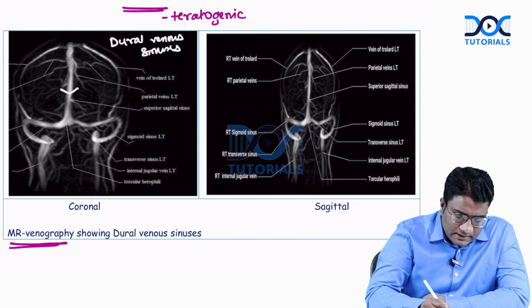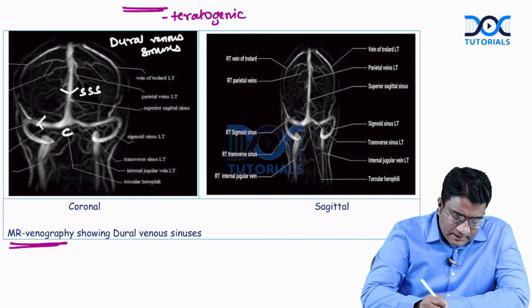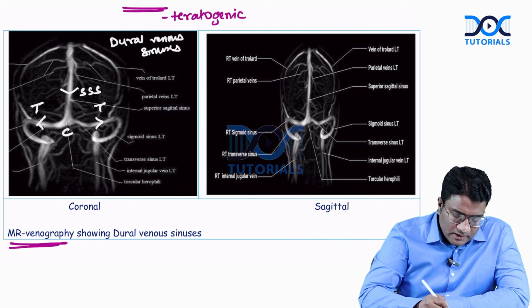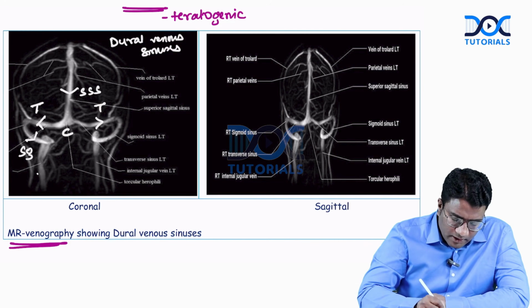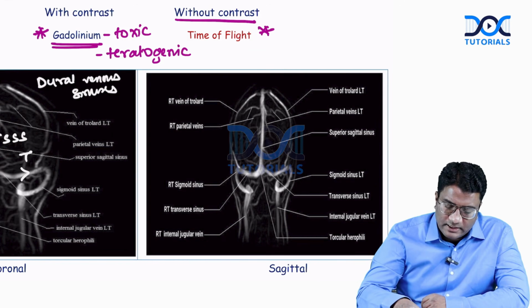This is the superior sagittal sinus going towards the confluence of sinuses. On either side, you have the transverse sinuses. This is the right transverse, this is the left transverse. Then you have the sigmoid sinuses opening into the jugular vein. So you have a labeled image here. You can understand this better.